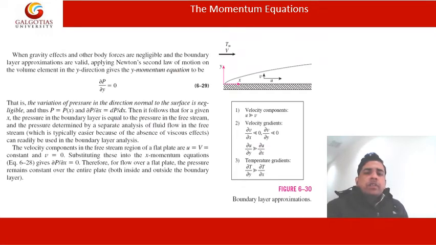So the momentum equation, as we have seen along the x-axis, similarly we can derive the momentum equation along the y-axis also. If the pressure in the direction normal to the surface is negligible, and thus p equals this value, then it follows that for a given x, the pressure in the boundary layer is equal to the pressure in the free stream. This is the velocity component of the free stream region in the flat plate, and substituting these values into the x equation gives us these values.